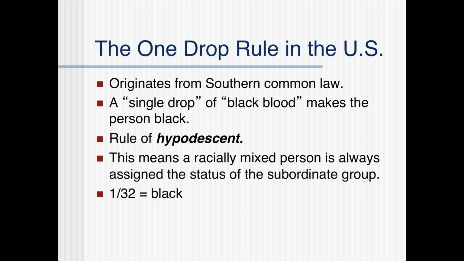The one-drop rule originated from Southern common law. Many of the states would then later codify through their laws who was black. Depending on the state, it could take as little as 1/32 or 1/8 of parentage being black to classify someone as such. So this is the rule of hypodescent, and hypo generally refers to, in medical terms, less than, just a small trace would suffice to classify a person as black.